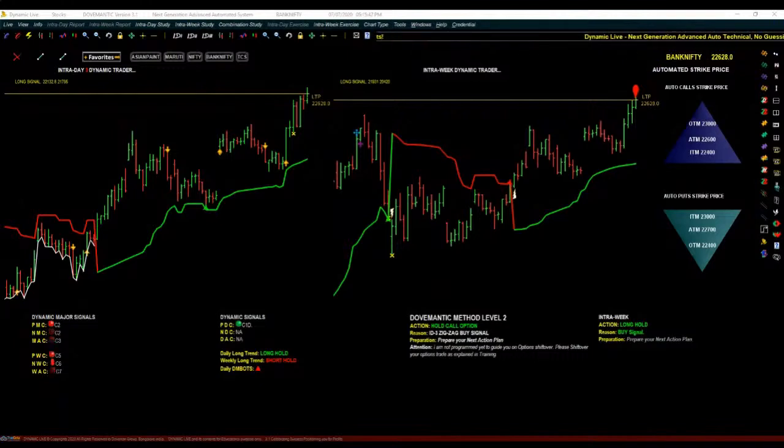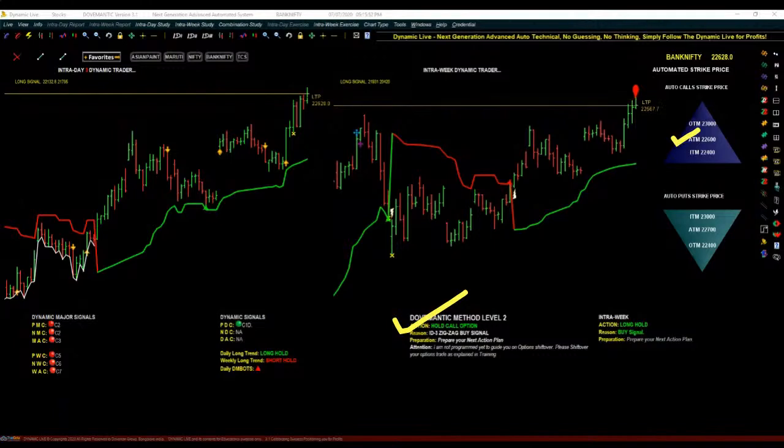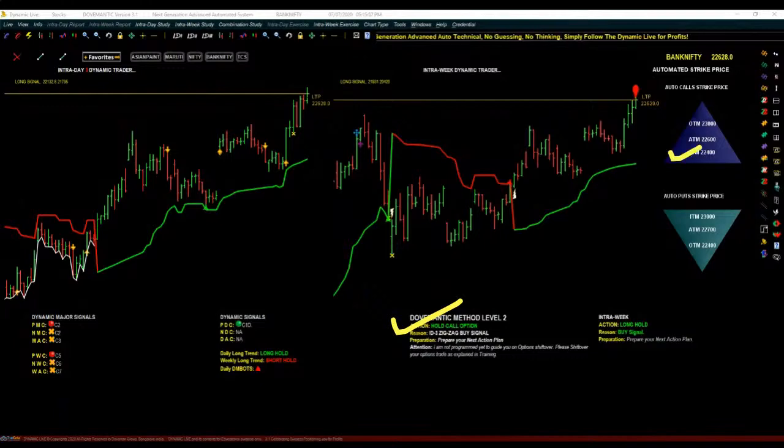In the beginning of the month, if it tells you to buy a call option or a put option, it is better you always trade the OTM strike price mentioned here. And in the middle of the month, if it tells you to buy a call option or a put option, you can trade the ATM strike price. And at the end of the month, if it tells you to buy a call option or a put option, you can trade only the ITM strike price. So this is how you select the right strike price to do the trade.